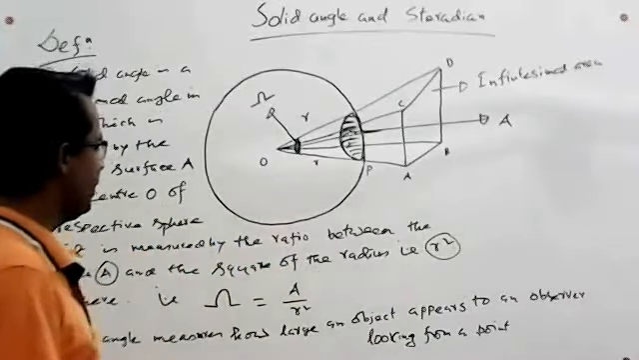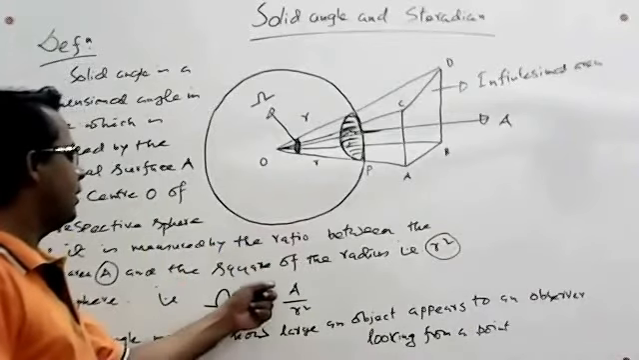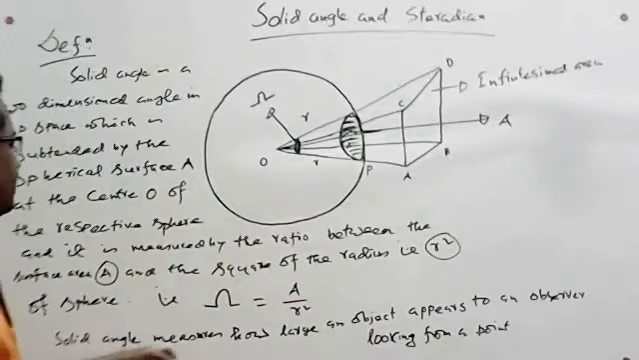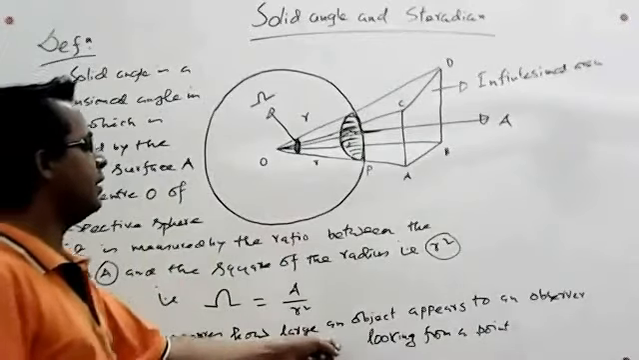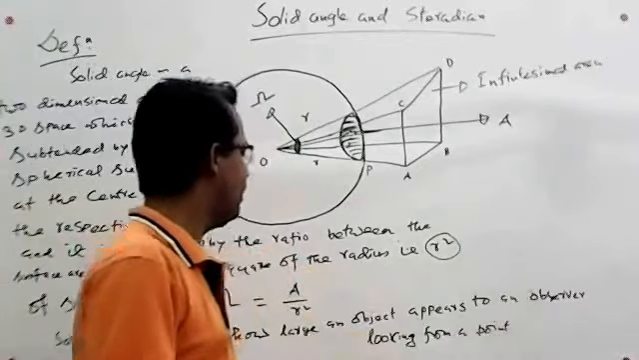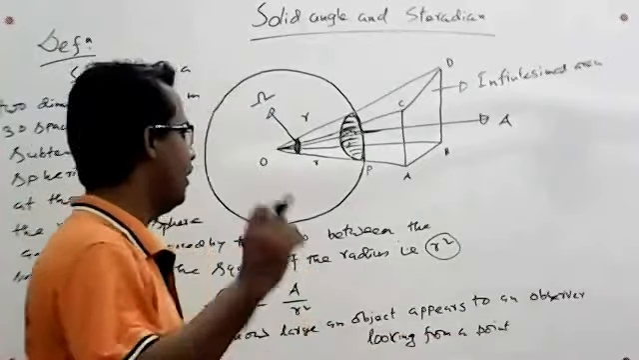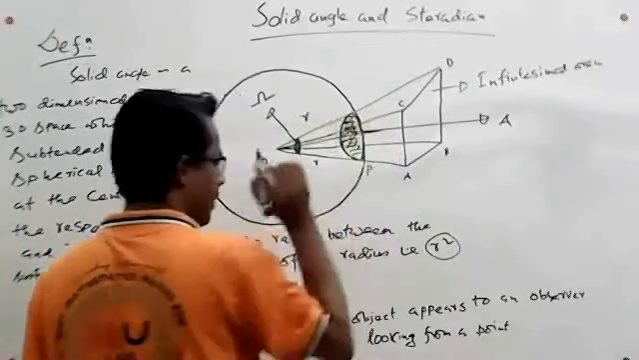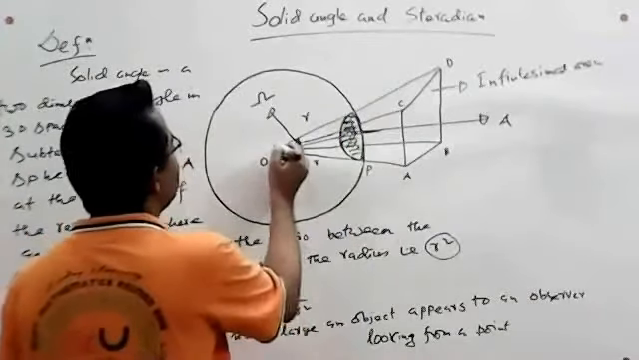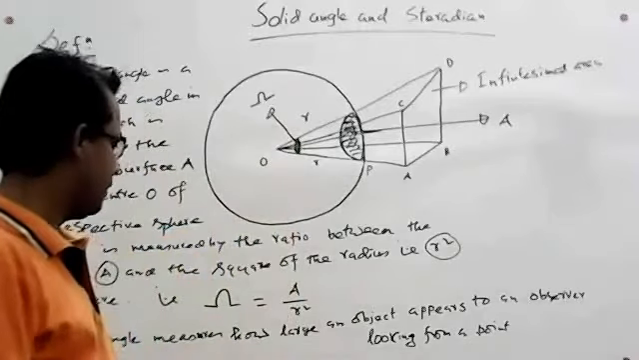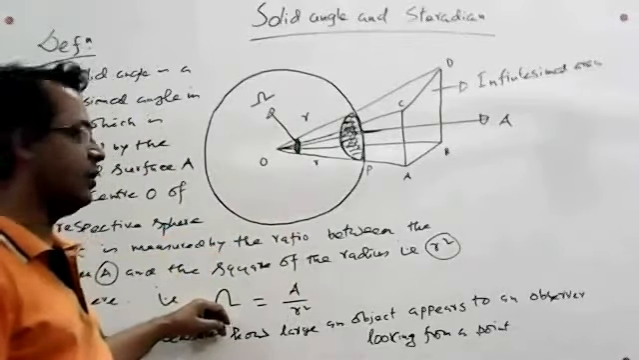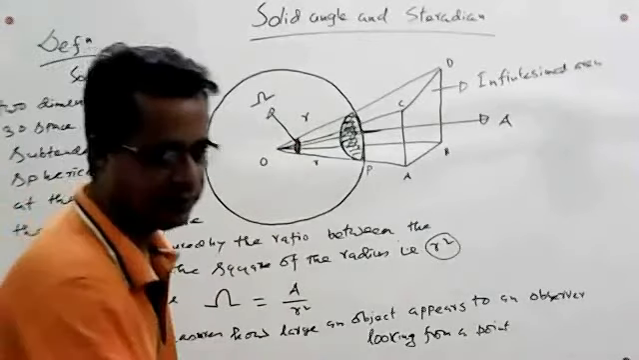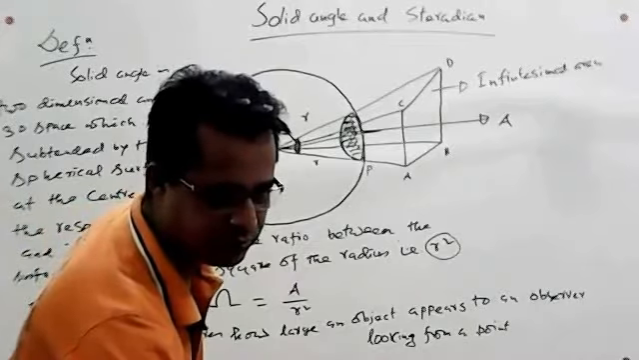That is, our mathematical relation is omega equal to A over r square, and physically it means that solid angle measures how large an object appears to an observer looking from a point. For the observer, this surface can be considered an object, and this looking point is O. So, by this formula, we can easily calculate the surface area of any spherical surface or any object on the spherical surface.